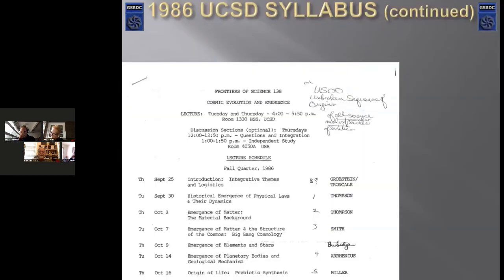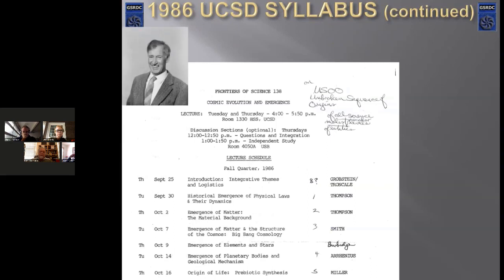So here is the original syllabus for that, and so it was 138 Frontiers of Science. It was held for 2 hours on Tuesdays and Thursdays at UC San Diego in the fall quarter 1986. Let's look at some of the talks here. Integrative themes. Grobstein and Troncale started this off and gave it its systems emphasis. But then Thomson took over, and he talked about the origins of matter and the physical laws and their dynamics. This is a very broad sort of thing, and this is Thomson in his younger days anyway. Almost all these speakers I'm talking about now have passed away. I'll note when some of them have passed away.